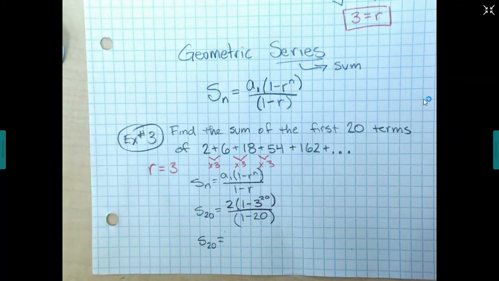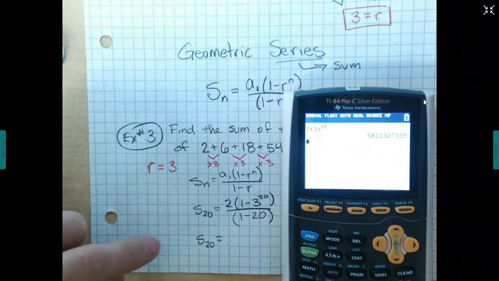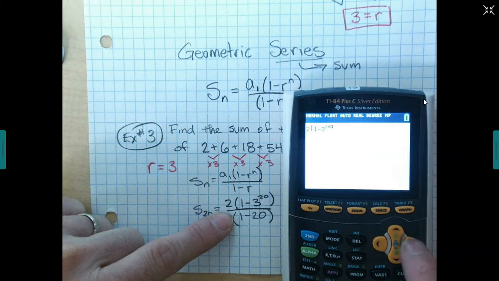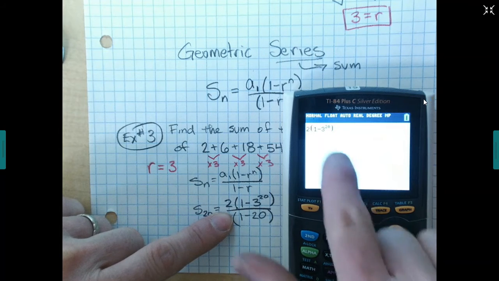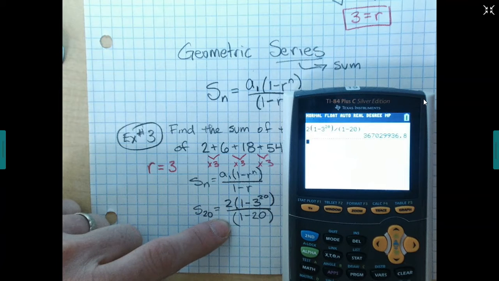So S20 equals, actually, that's what I'm going to put in the calculator. So where's my calculator? So I'm going to put it in exactly like that with parentheses. 2 times 1 minus 3 to the 20th. And then make sure you bring the parentheses back down. So you have 2 times 1 minus 3 to the 20th. And then that whole thing divided by, and you want to make sure you do the parentheses.